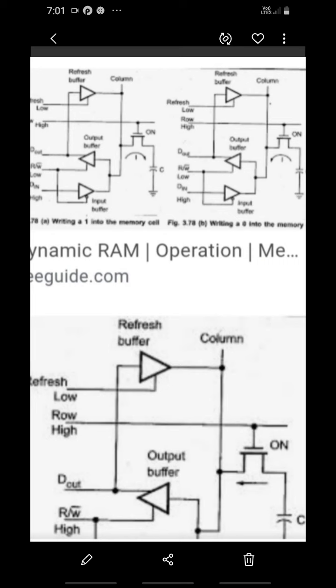When the row line is made low, the transistor turns off and disconnects the capacitor from the data line, therefore storing the charge, either 1 or 0, on the capacitor.